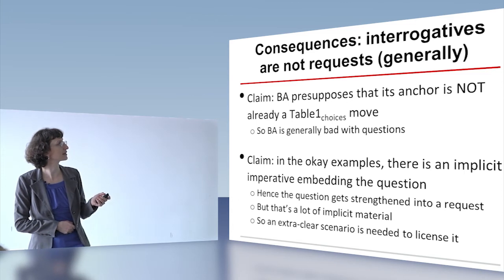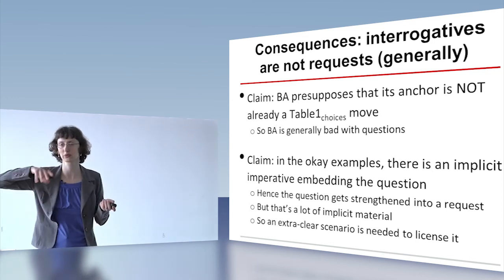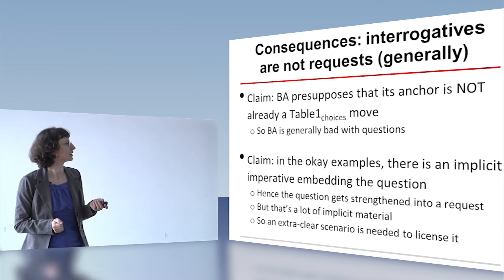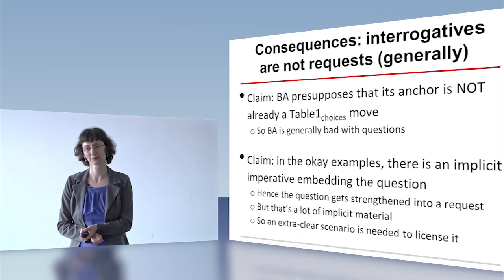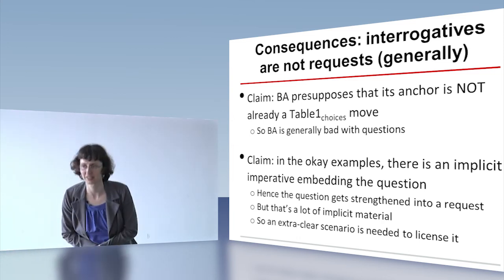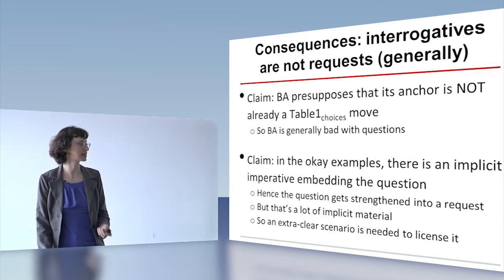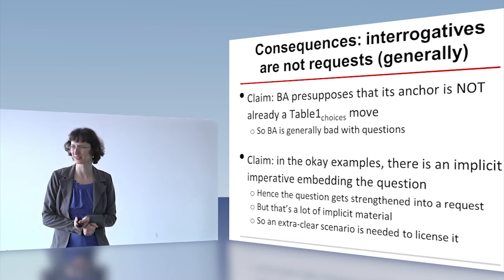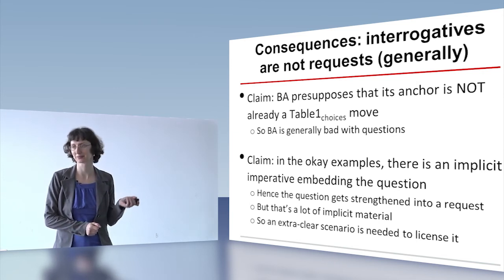So I'm going to claim that bot presupposes that its anchor is not already a table one move. So bot is generally bad with questions, right? Because questions are, in part, table one moves. But in the OK example, there is an implicit imperative. That's what I'm going to say. That it actually is, tell me, blah, blah, blah, right? And hence, the question gets strengthened into a request. But that's a lot of implicit material to assume. So it's only OK when the scenario is very crystal clear.